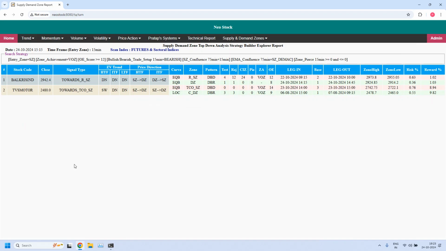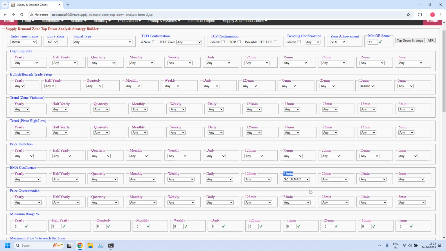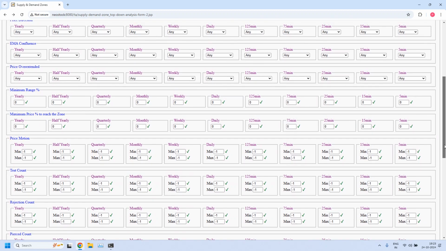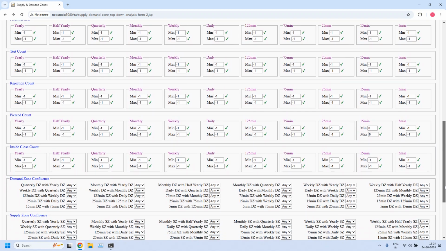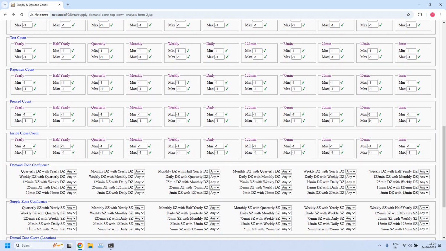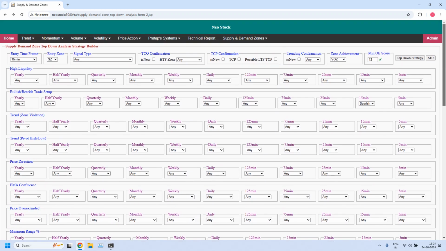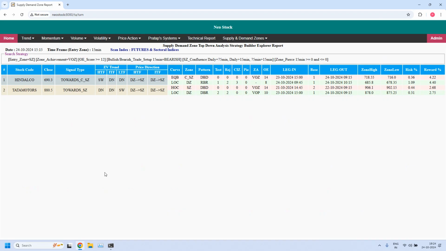Okay, now let's look for LTF, ITF, HTF confluence. So I am removing this EMA filter. Now let me verify these supply zones. For the 15 minute supply zone confluence, we should set 3 filters. Already we set 1 filter, that is 15 minute supply zone with 75 minute supply zone. Next filter, 15 minute supply zone with daily supply zone, I am enabling, and also the 75 minute supply zone with daily supply zone confluence is enabled. With all the 3 LTF, ITF, HTF confluence, we got 2 stocks.